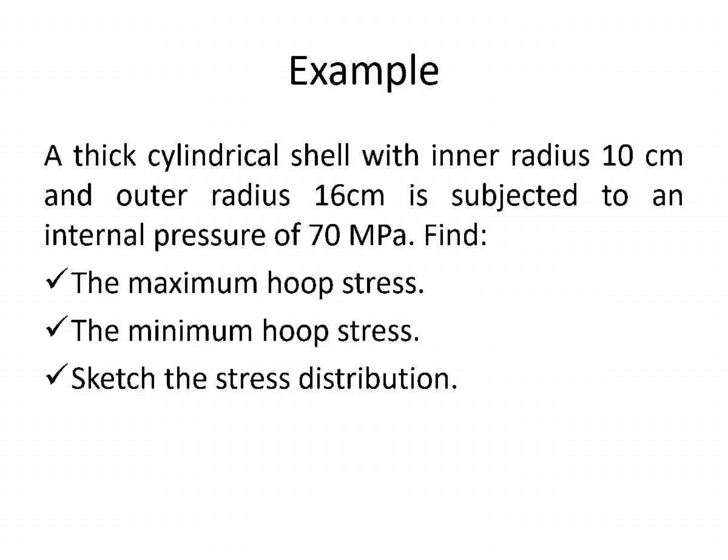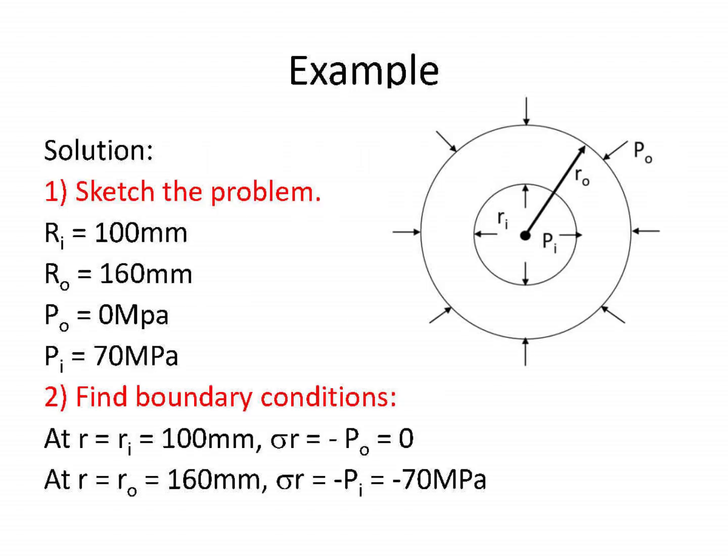In this example, we will solve a problem related to a thick-walled cylinder subjected to internal pressure. The objective is to determine the maximum hoop stress, the minimum hoop stress, and to understand how stress is distributed across the thickness of the cylinder. We are given a thick cylindrical shell with an inner radius of 10 centimeters and an outer radius of 16 centimeters. The cylinder is subjected to an internal pressure of 70 megapascals, while the external pressure is 0.